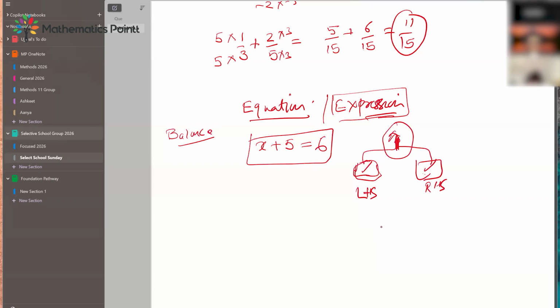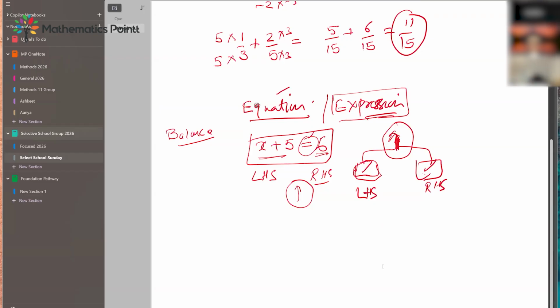Now, an equation has an equal to sign and has something on the left-hand side which balances something on the right-hand side. And this equal to sign tells me that this is a perfect balance. That means the left-hand side is equal to the right-hand side. So whenever you see something like that, you should know that you are dealing with an equation.